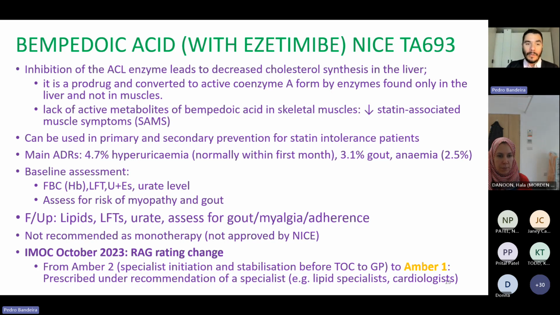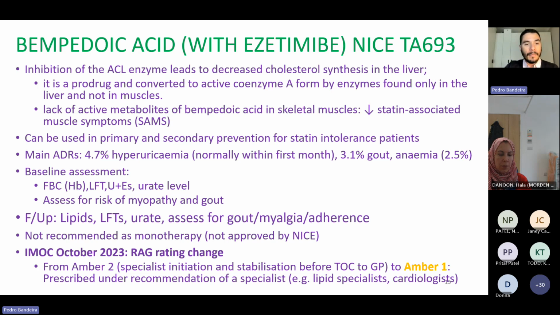And although there is new data from the CLEAR Outcomes trial that was published in 2023, showing cardiovascular outcome and safety data with bempedoic acid, conducted as a randomized controlled trial involving almost 14,000 people. The LDL reduction that you see with bempedoic acid alone was around 28%, and with ezetimibe about 38%. So compared with statins, the reduction is lower.